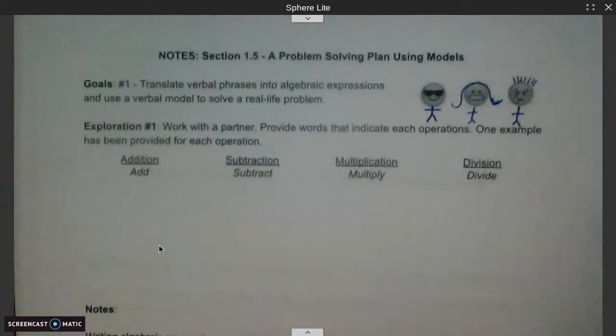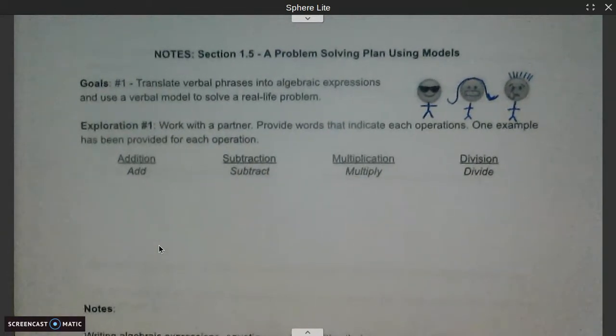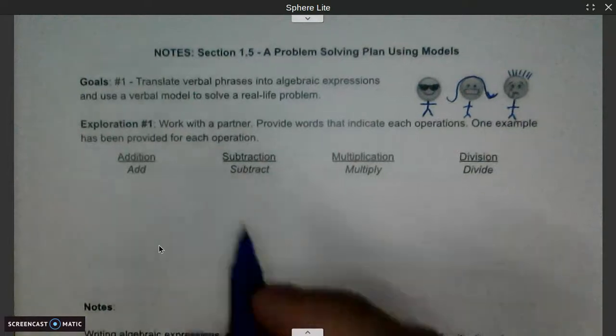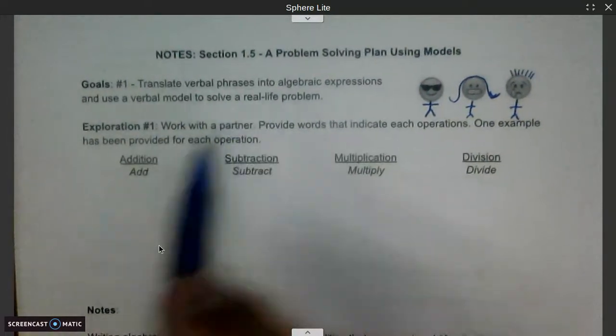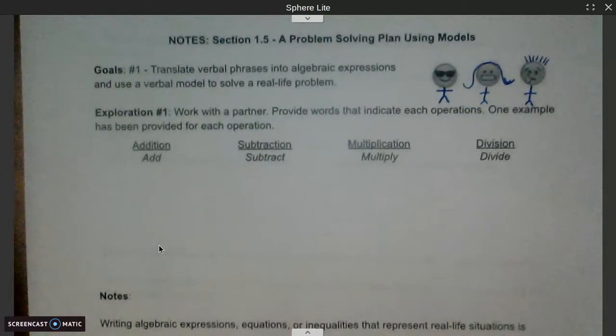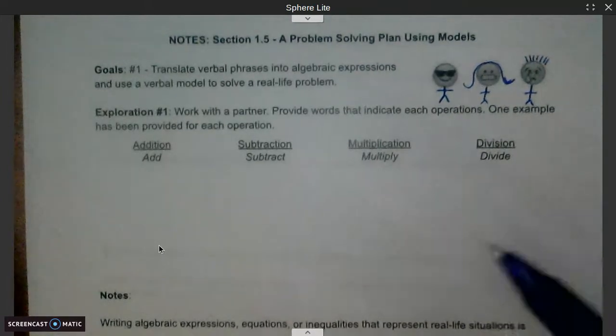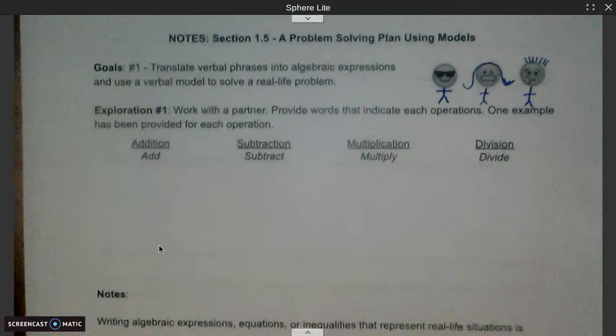All right, welcome to section 1.5, a problem-solving plan using models. Our goal for today is to translate verbal phrases into algebraic expressions and use a verbal model to solve a real-life problem. Now, contrary to what we usually do, I'm actually going to go over these explorations because these are the key terms that I'm going to use throughout these notes.